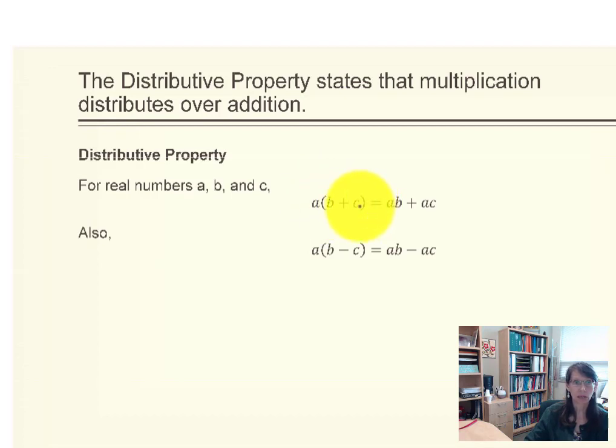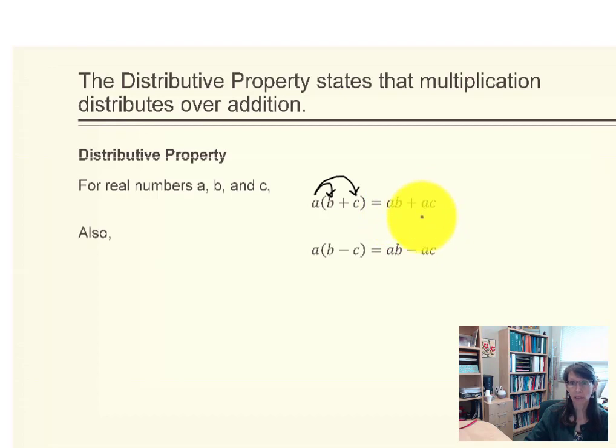plus C. That means A is multiplied by B to create AB, and then A is distributed to positive C. A times C would be positive AC, and that's where AB plus AC come from.